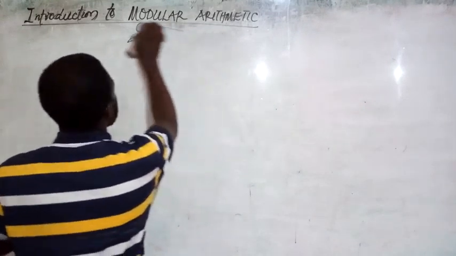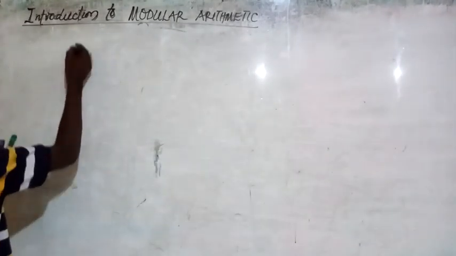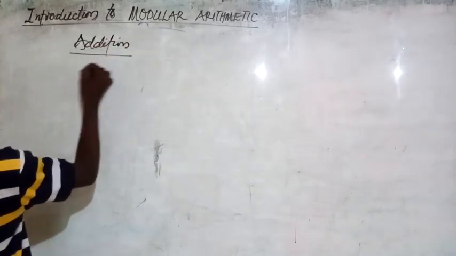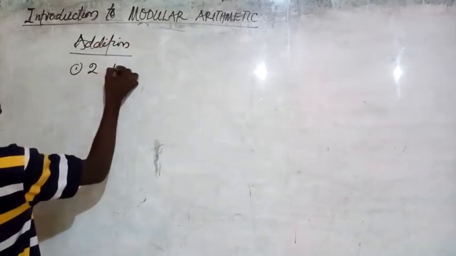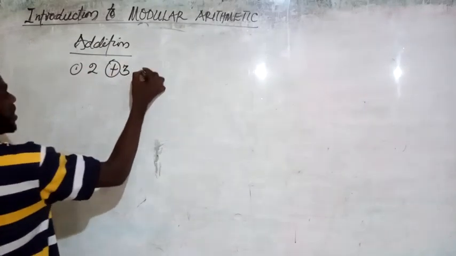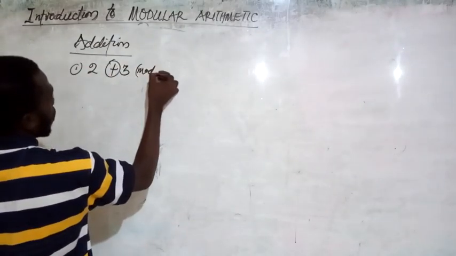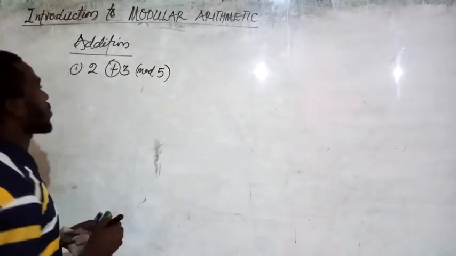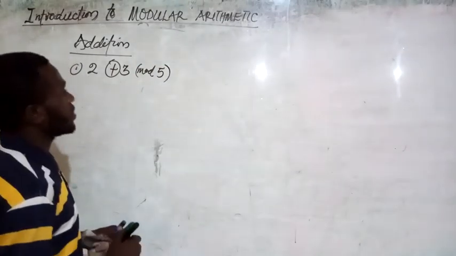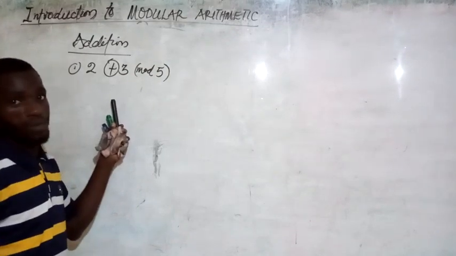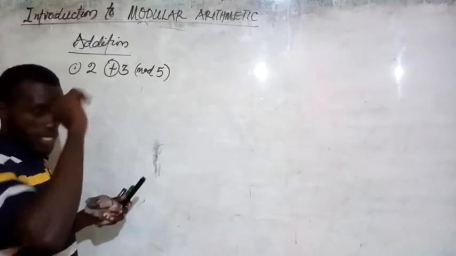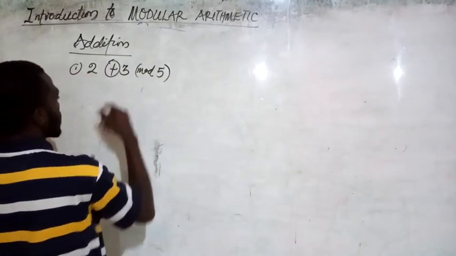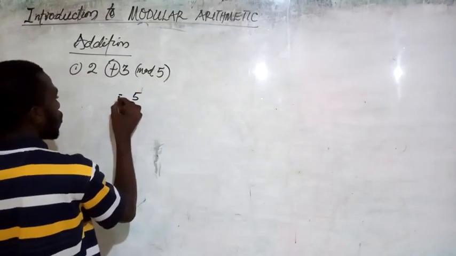For example, if we are told to do this addition operation, so we are starting with the addition, say for example, 2 plus 3 in mod 5. Now there are two ways we can do this math, but I'm going to show you the easiest method first. You have 2 plus 3. What does that give you? 5.